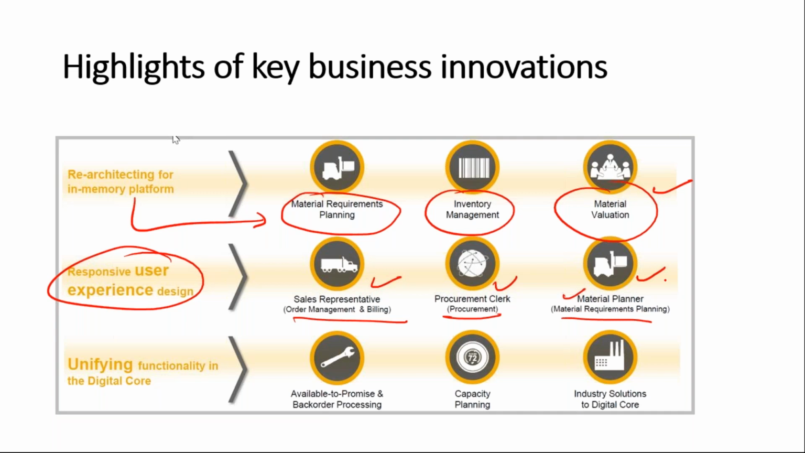Then it comes to the unifying functionality as part of the digital core. That's where they are coming with the AATP, advanced available to promise, as I said, and your back order processing. Then capacity planning comes in, and the industry solutions to the digital core come in. All these things are part of your business innovation cycle.